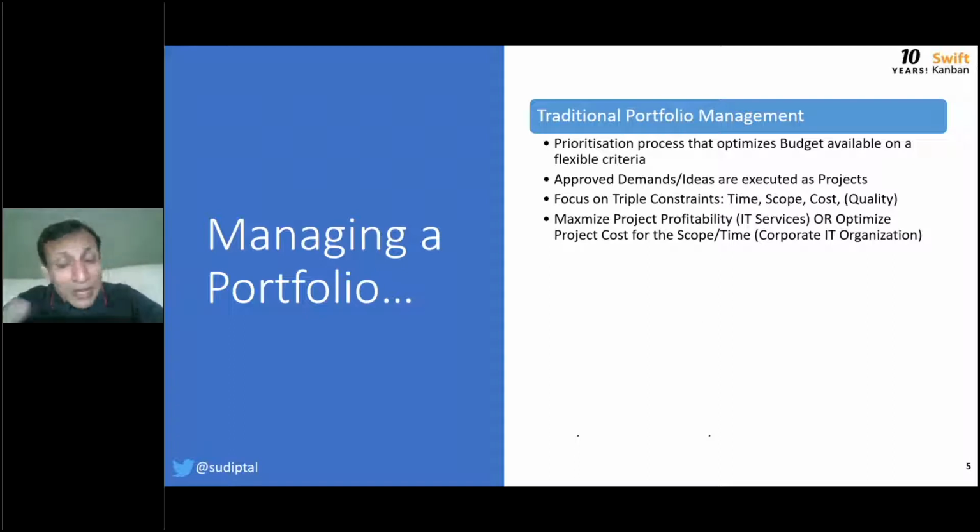And once that prioritization is done, then obviously you want to make sure that you execute it well, within budget, within time, and make sure that whatever your key objectives are out of those projects are delivered. If it is a service organization, you might be focusing on profitability. If it's an internal corporate IT organization, you might be focusing on new market capture or whatever is the objective of the initiative that you're focusing on.